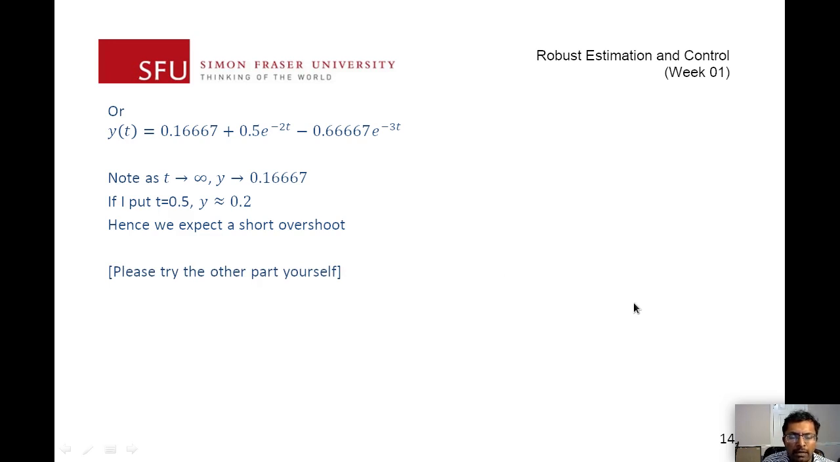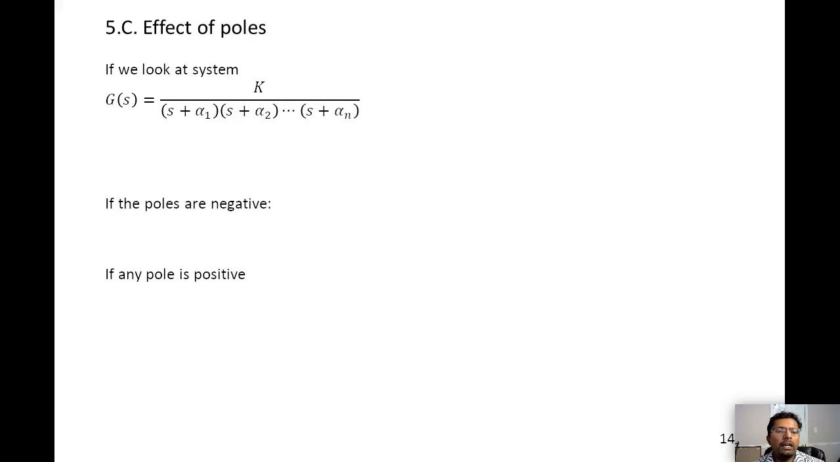The other examples are for you to try out yourself and see something interesting that happens. And then you're going to write a comment on the video or submit it as the response to the video. All right. Finally, what we're going to do is look at the effects of the poles.